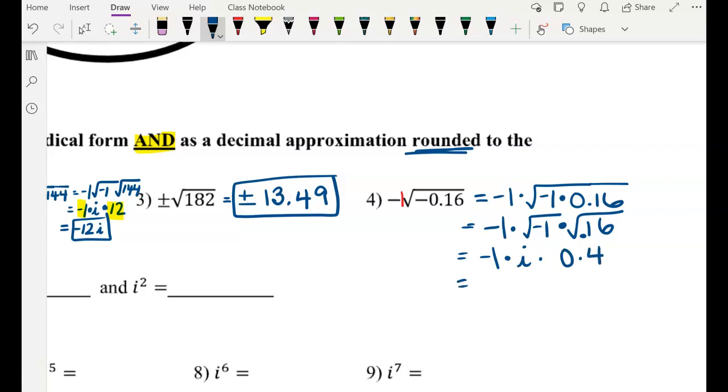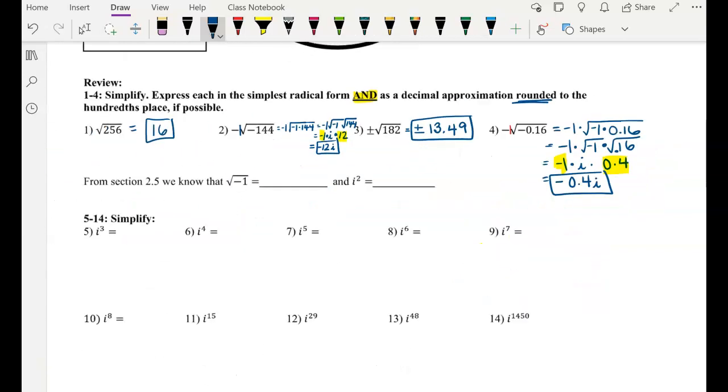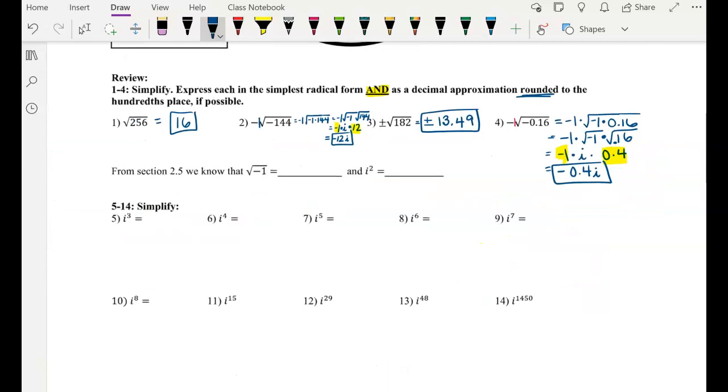We will multiply real numbers together, such as negative 1 and 0.4. That will give us negative 0.4, and then we will multiply by i. That will give us i in the back. So negative 0.4i is the final answer, okay? So that's a review from the prior section.